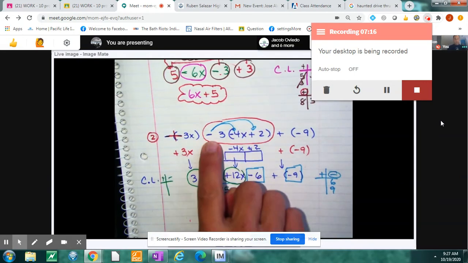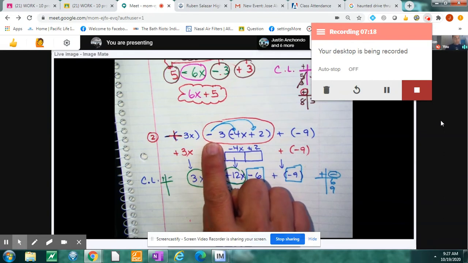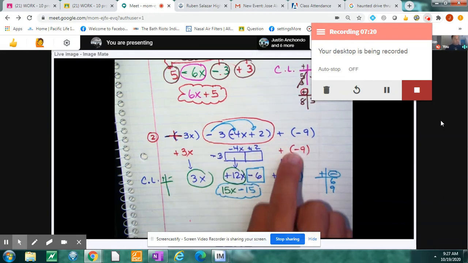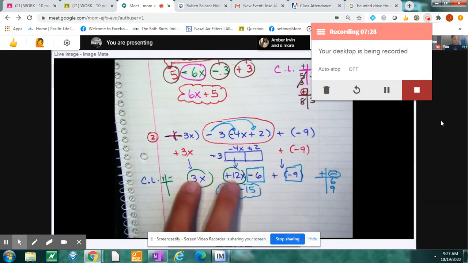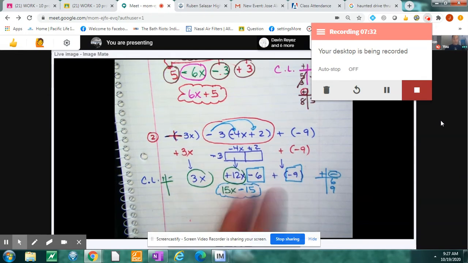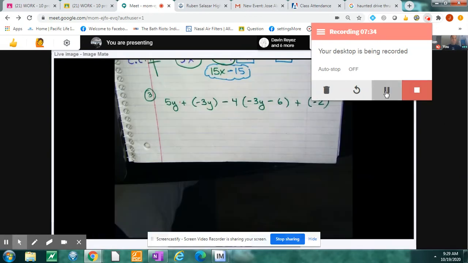Distributive property. Remember, distributive property means multiplication, and then plus -9. So you bring everything down, combine like terms, the constant with the constant, the coefficient variable with the coefficient variable, and then bam, you're all right.